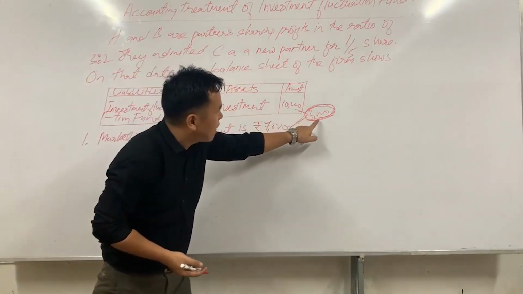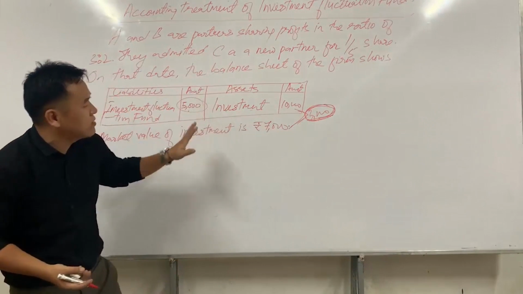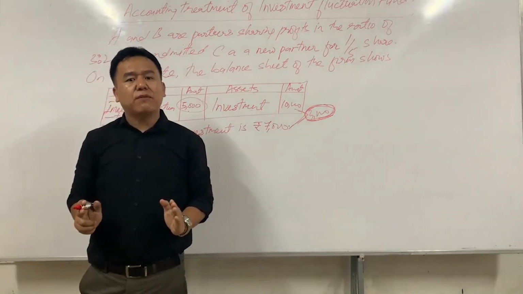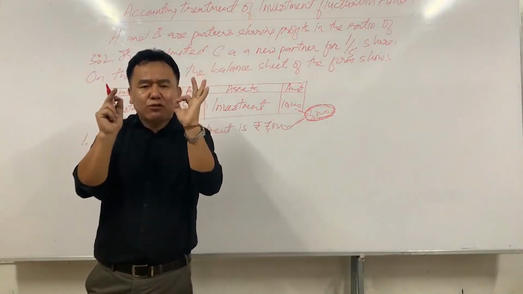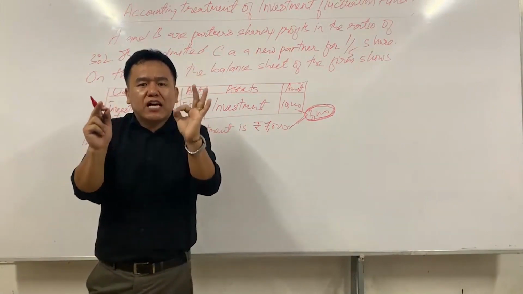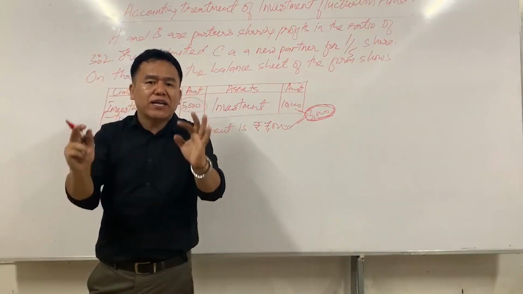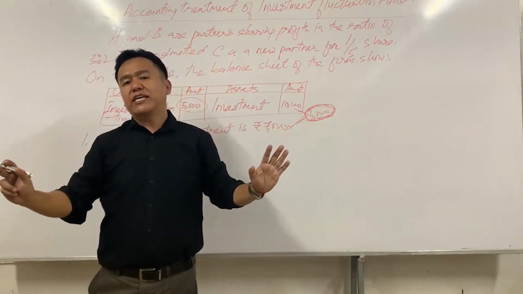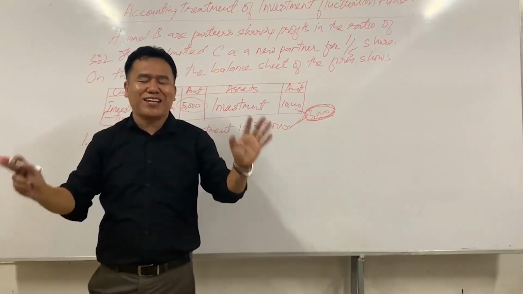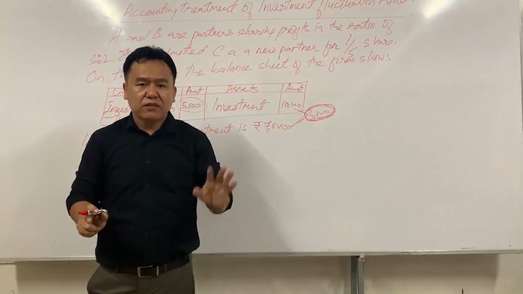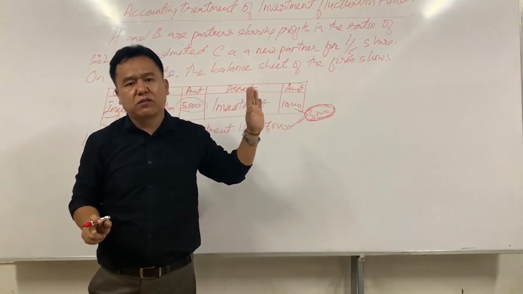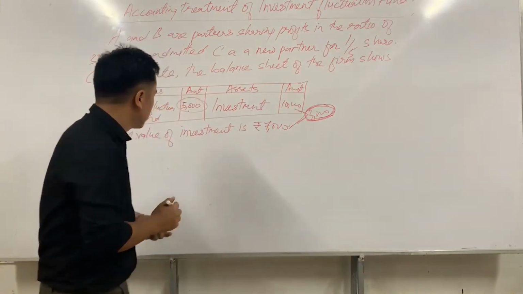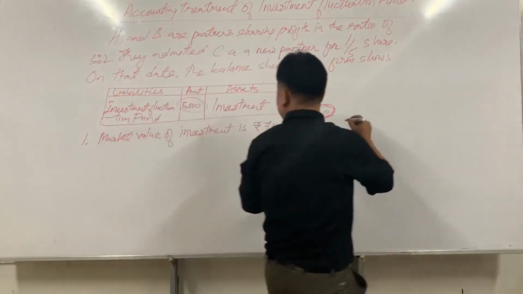So if we deduct a loss of 3,000 from 5,000, the remaining balance will be 2,000, and that 2,000 should be transferred to all partners' capital account in their own profit sharing ratio. Again, new partner is not entitled to have any share in such accumulated profit, because these profits are earned by whom? Old partners.